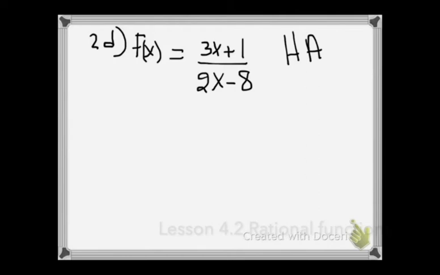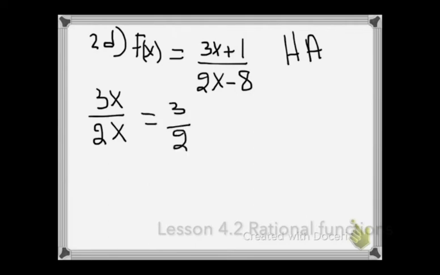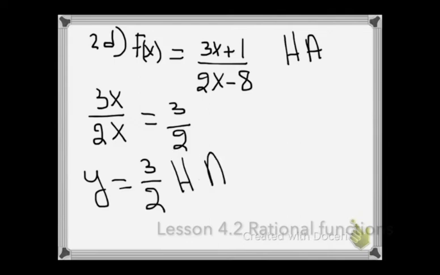So I look at this function. The numerator is starting with 3x and the denominator is starting with 2x. Now I ask myself, is this ratio divisible? Like, can I divide the 3x by 2x, or in other words, can I simplify it? Yes, I can simplify it. The simplification will be 3 over 2. And then, since I can simplify, I say y equals 3 over 2 is my horizontal asymptote.